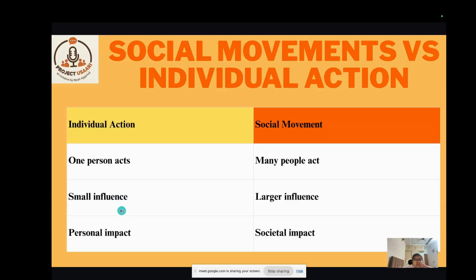Secondly, individual action has small influence because there's just one or two people who are making a change. But in a social movement, there is a larger influence because there are more people whom you're tackling, who you're helping, and who you're taking help from. Lastly, an individual action may just have personal impact, and to some extent can have some social impact as well, but it is very highly unlikely. Whereas in a social movement, there's definitely going to be some kind of societal impact, if not a lot.